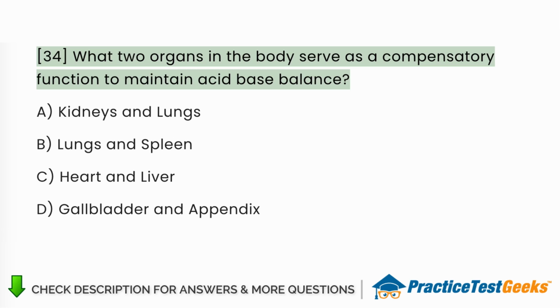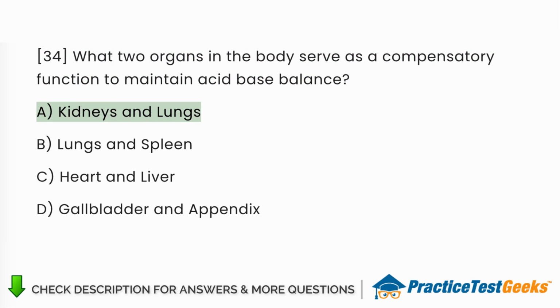What two organs in the body serve as a compensatory function to maintain acid-base balance? A. Kidneys and lungs. B. Lungs and spleen. C. Heart and liver. D. Gallbladder and appendix.